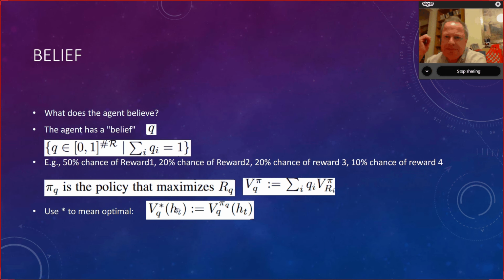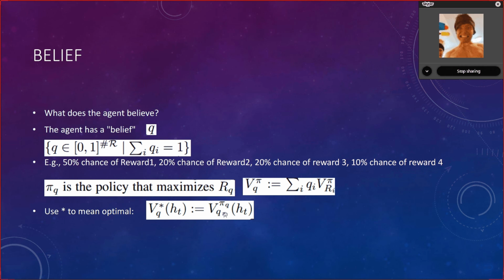So we use the star notation to mean the optimal. So that means that if we have the value function for a q with an optimal policy.